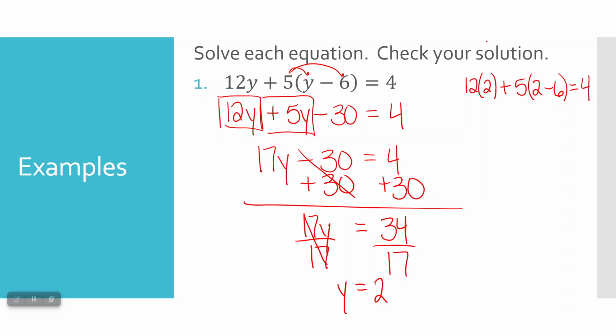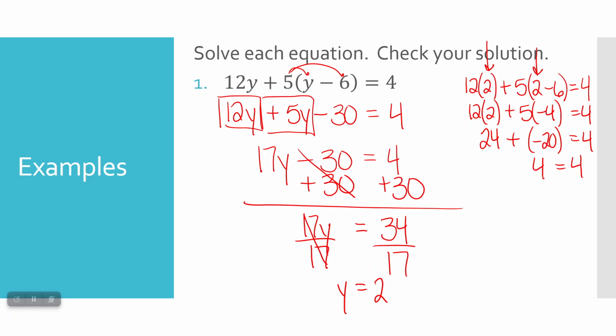So what you'll notice is that I plugged 2 in both places in the original equation where there was y. Now let's use order of operations. So we're going to take care of these parentheses. This is going to give me 5 times negative 4. Now we're going to multiply. This is 24, and this is negative 20. And 24 plus negative 20 is 4. So we get a true statement, and we know that our answer is correct.